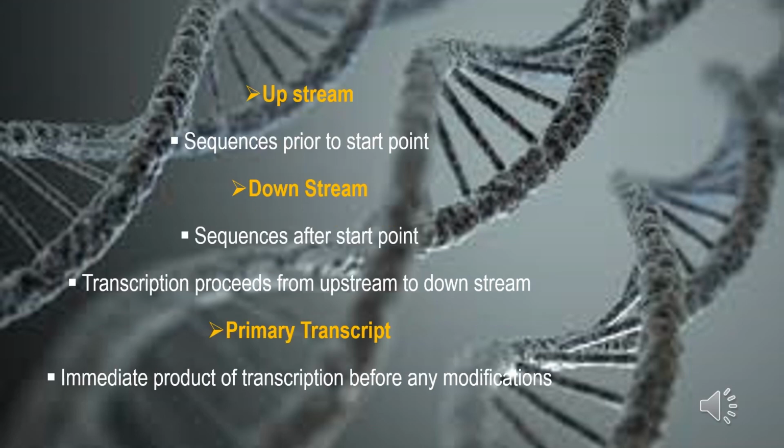Then comes the term upstream sequence. Upstream sequences are those prior to the start point, represented by minus values. The minus 10 element and minus 35 element are examples of these upstream sequences. Downstream sequences are the sequences that occur after the start point. Transcription proceeds from upstream to downstream.